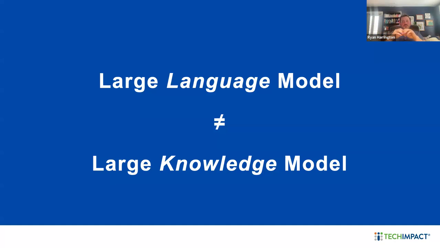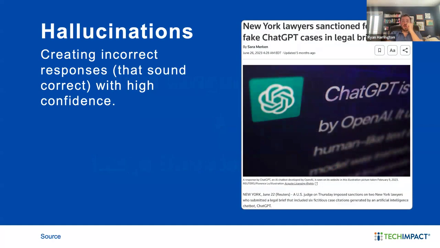But right now, the important thing to understand is just because it can give you back language that appears human-like, that might pass the Turing test, so to speak, doesn't actually mean that it has any underlying knowledge about what's going on in the background. And this can lead to this major problem called hallucinations. And that's this idea that the output of your model is going to create incorrect responses, but the big problem is that it sounds really, really correct. And because it's very confident in it, people trust it.